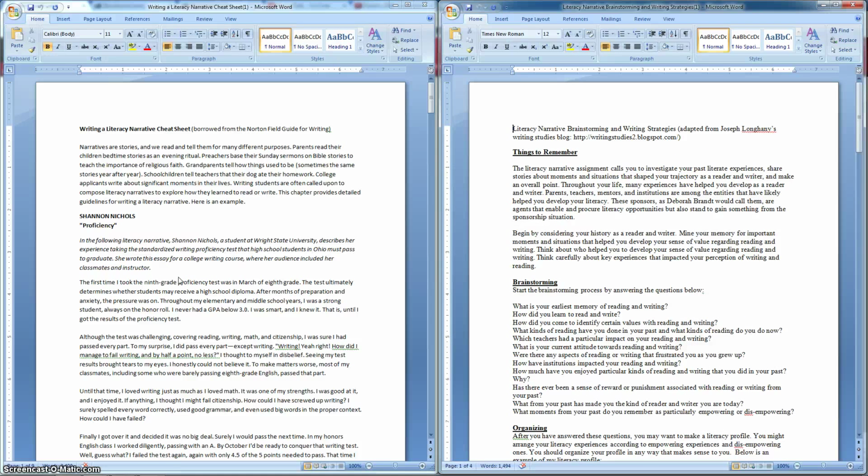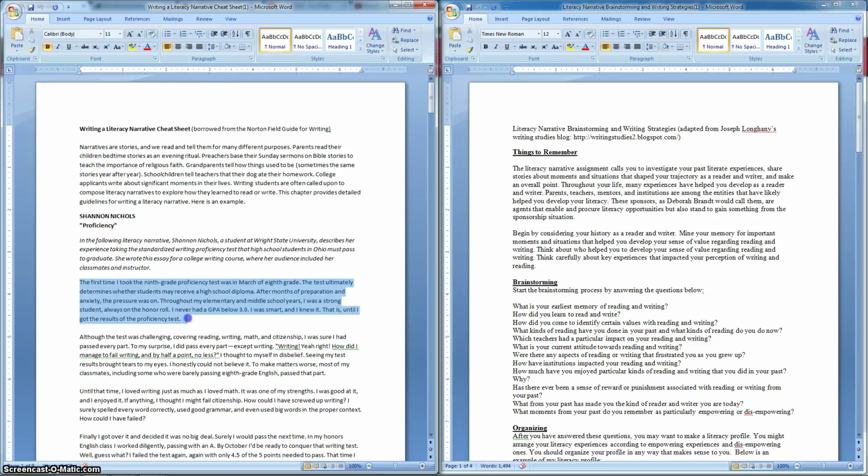I guess the one thing uniting all literacy narratives throughout the class, or across all students, is going to be a few things. One, it's a narrative. So as you can see from Shannon Nichols' sample here, it's a story, right? "The first time I took the 9th grade proficiency test was in March of 8th grade. The test ultimately determines whether students may receive a high school diploma. Moving on. Until that time, I loved writing just as much as I loved math."